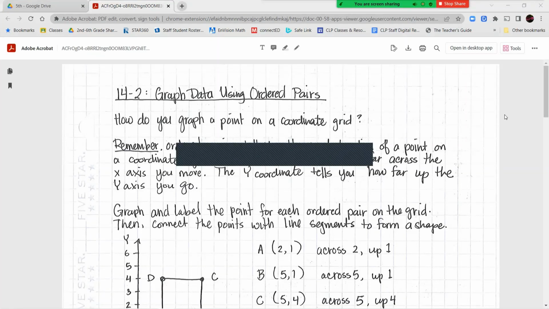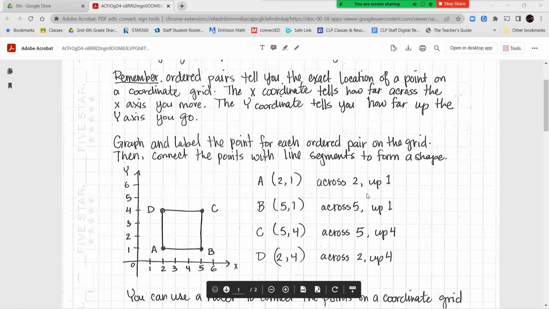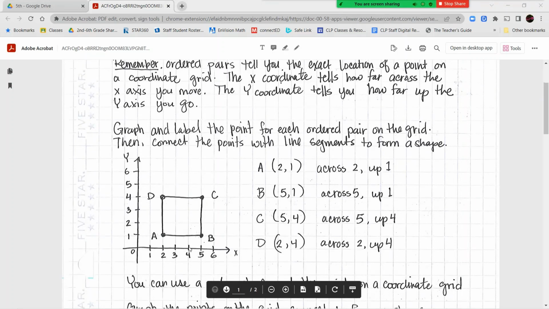All right, let's go ahead and get started on our notes and our guided practice. So our lesson title again is Graph Data Using Ordered Pairs, and how do you graph a point on a coordinate grid? That's going to be our focus question. So remember, ordered pairs tell you the exact location of a point on a coordinate grid. The x-coordinate tells you how far across the x-axis you move. That's this bottom one. And the y-coordinate tells you how far up the y-axis you move. That's the one that stands up.